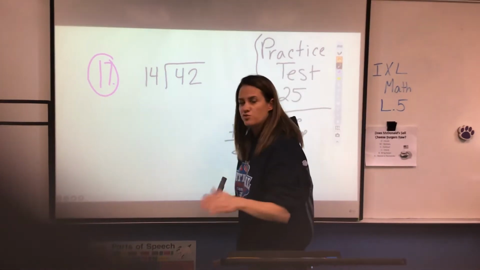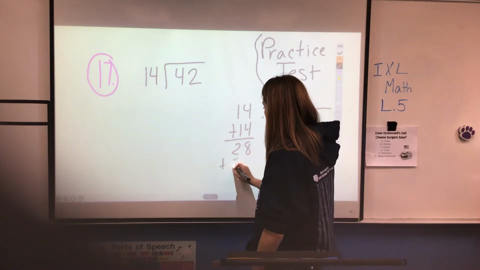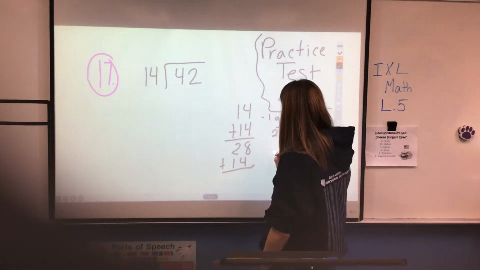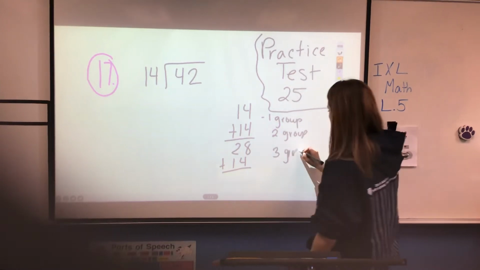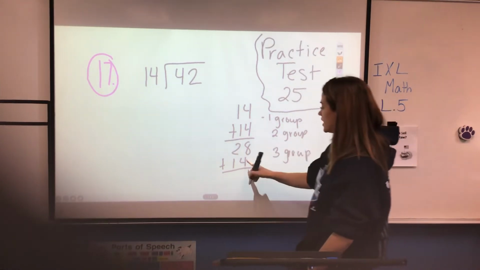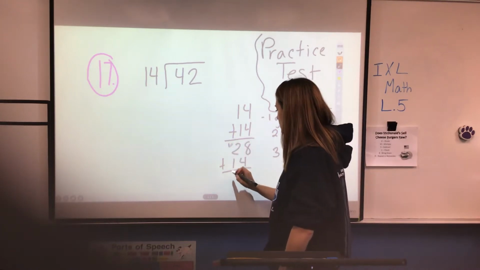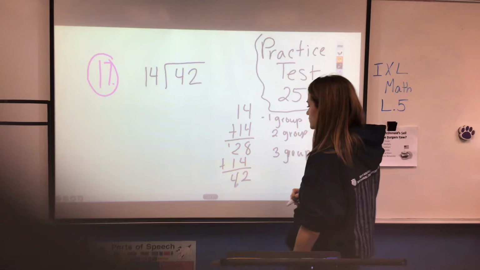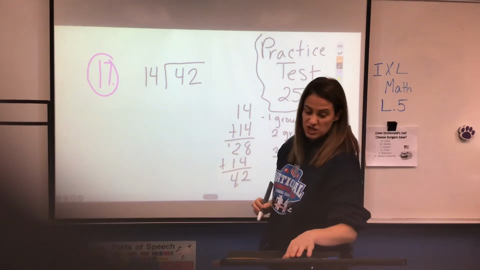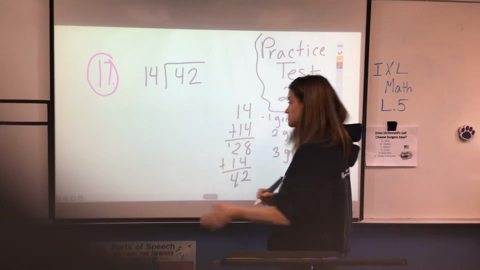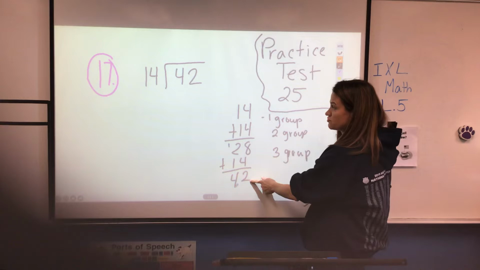Not really that close to 42 yet. Let me add a third group and see where I'm at. So I'm going to add 14 again, and this is my third group of repeated addition. And 4 plus 8 is 12. Carry my 1, 2, 3, 4, and I've got my 42. So I can say that she can use 3 months' worth of stamps by using repeated addition, because it took me 3 times to get to 42.